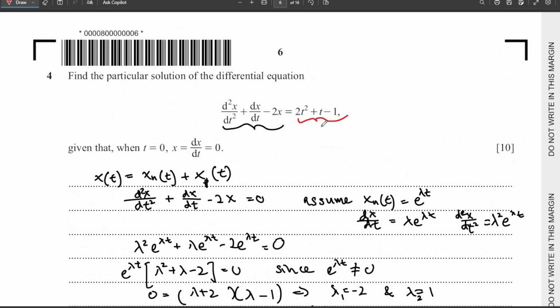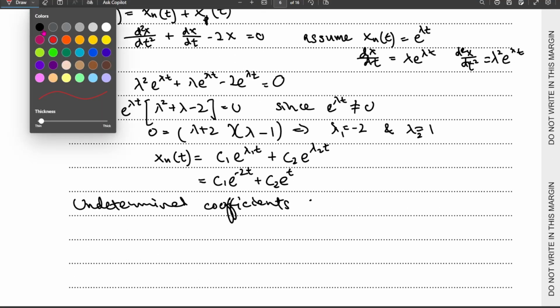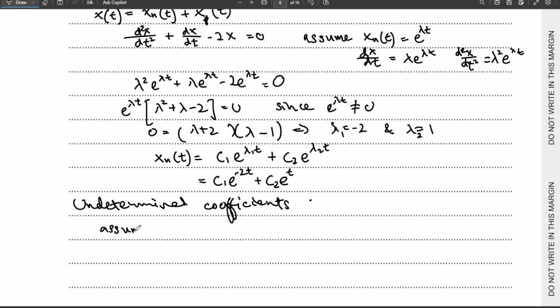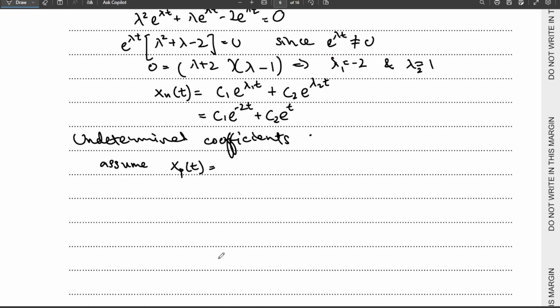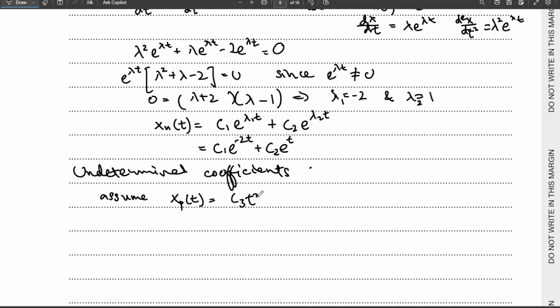In this case it is a polynomial, so we assume a particular solution of the form, using constants, c is taken, so we use c3 t² + c4 t + c5. We are using arbitrary constants, and from this we find the first derivative and the second derivative.